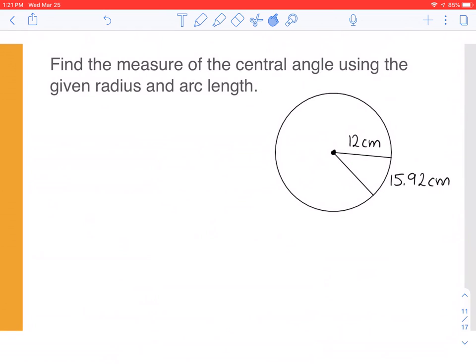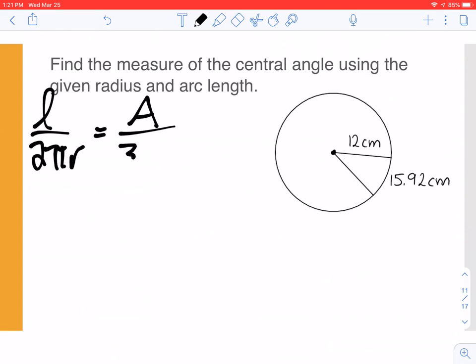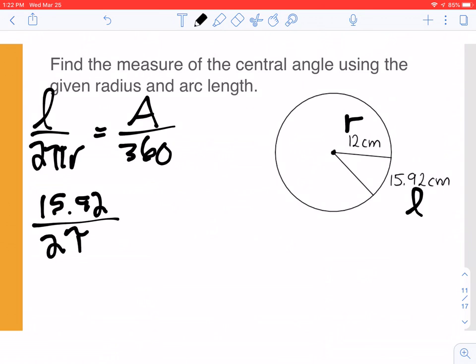Okay, last example here, and then we're done with notes for today. Length over 2 pi r equals angle over 360. We have r and we have L. So let's plug them in. 15.92 divided by 2 pi times 12 equals the angle over 360. Okay, the picture doesn't really show what the angle is going to be. Like right now, this is an acute angle less than 90, but we're just going to go based off the formula.